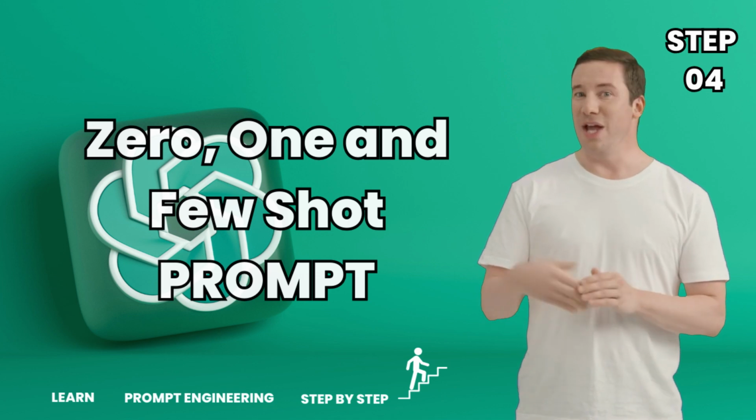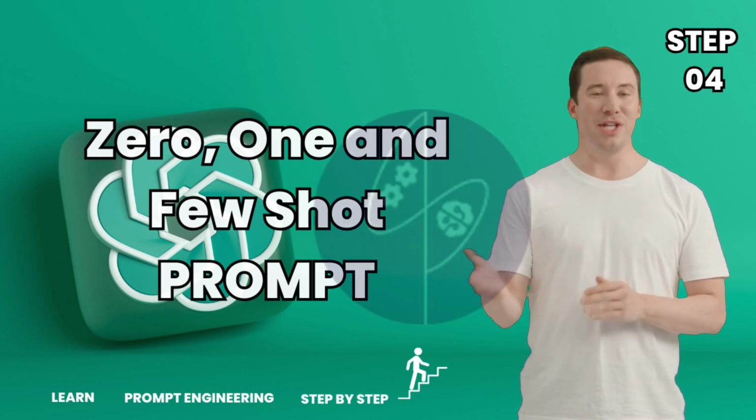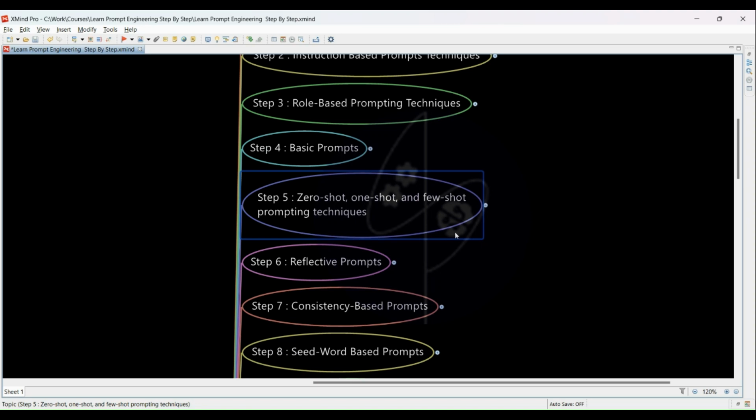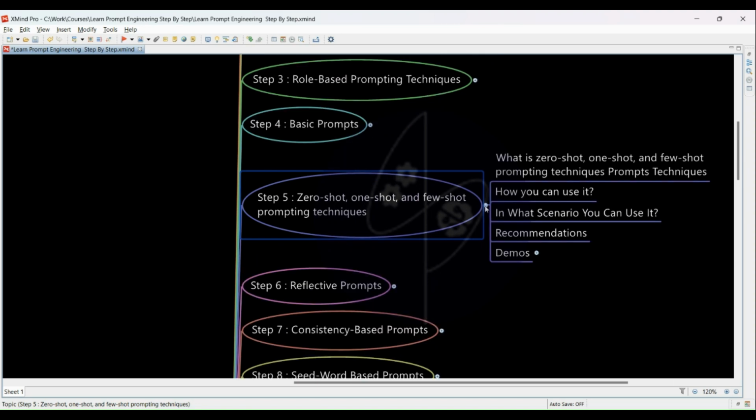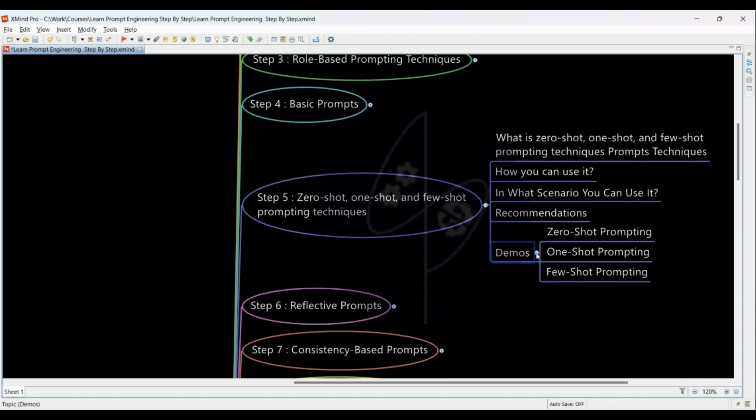Welcome back. We'll be diving into the fascinating world of zero-shot, one-shot, and few-shot prompting techniques, particularly when working with ChatGPT. Where we will discuss what zero-shot, one-shot, and few-shot prompting techniques are, how you can use it, in what scenario you can use it, recommendations for using role-based prompting techniques, and at last we will look into these demos.